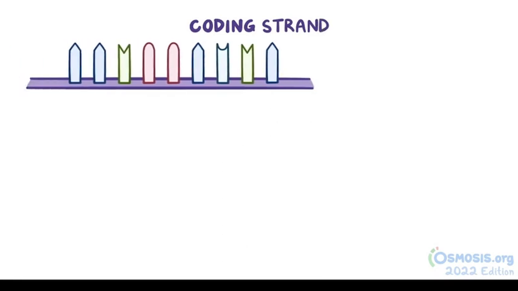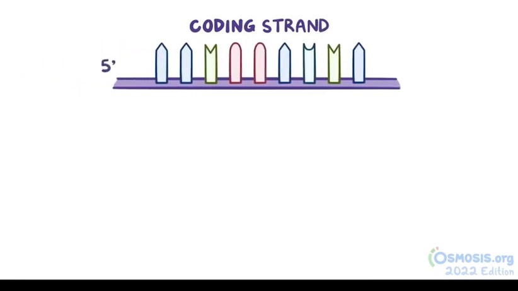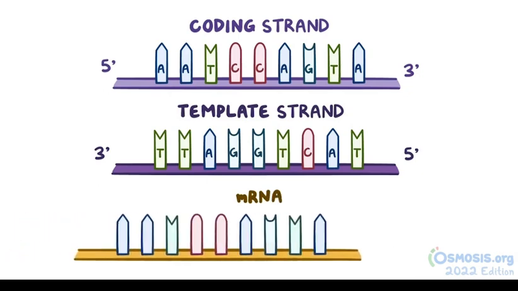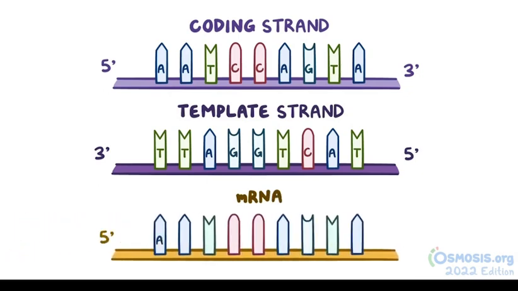For example, if we're making a protein based on our coding strand from before, which is 5' end, AATCCAGTA, 3' end, the template strand looks like this: 3' end, TTAGGTCAT, 5' end. And the mRNA will look like this: 5' end, AAUCCAGUA, 3' end. A striking similarity.